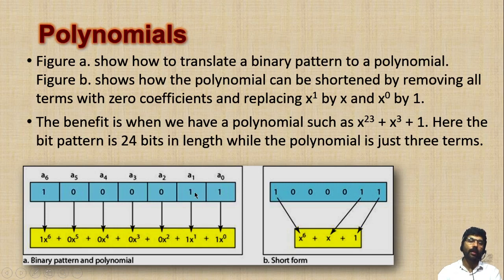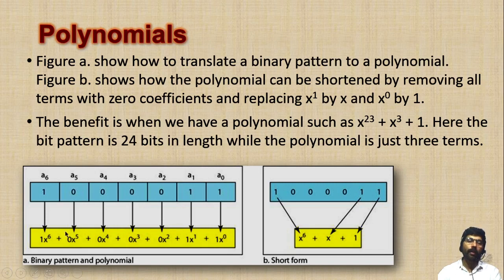Now consider this example here. The coefficient value is 1 and x raised to 1. This 1 indicates the position of the bit. In the same way, we continue the process and we got up to 1 into x raised to 6. Totally there are 7 bits, so it is 1 into x raised to 6.